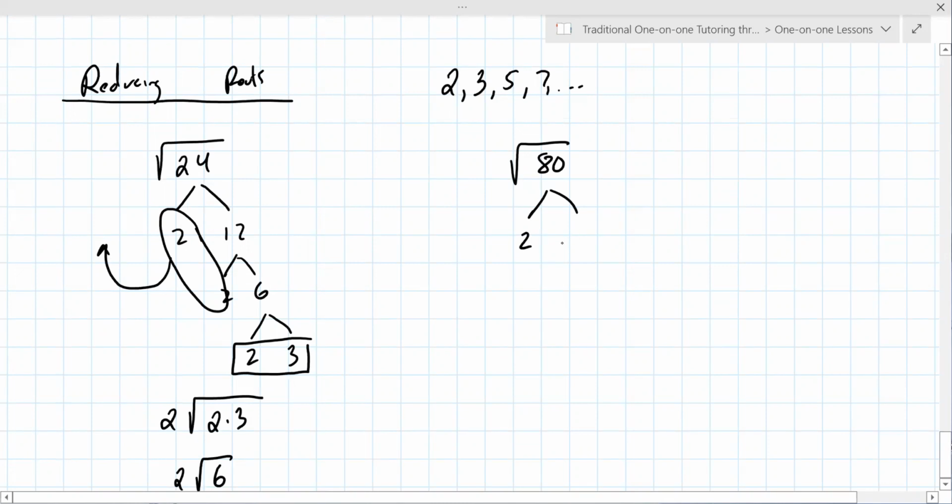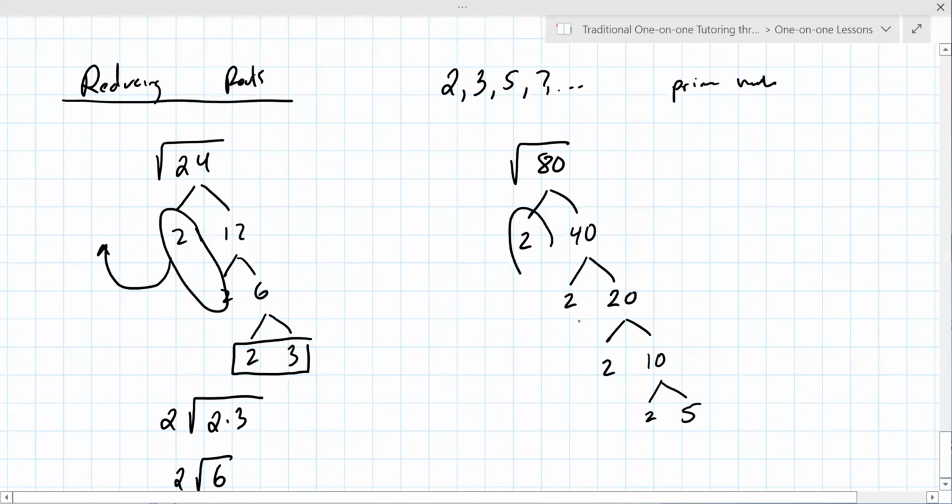What's half of 80? Oh, half of 80, 40. Yep. And then you try 2 again. You're like, well, if it worked once, maybe it'll work again. 20. And you try 2 again. Does 2 go into 20? Yep. 10 times. And then there's a 2 and a 5. So you stop when you have prime numbers on the outside on these leaves. It's usually going to be in this list up here, prime numbers.